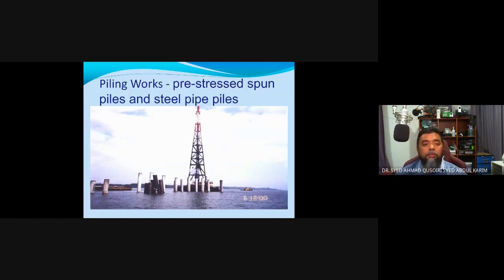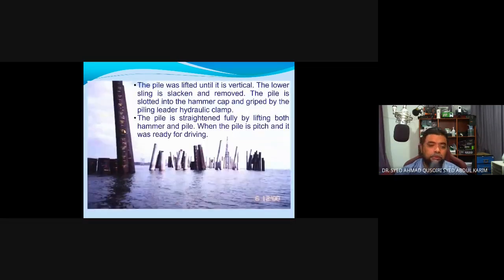So pre-stressed spun pile and steel pipe piles are being driven. The pile is lifted until it's vertical. The lower sling is slackened and removed. Pile is slotted into the hammer cap and gripped by the piling leader hydraulic clamp. Pile is straightened fully by lifting both hammer and pile.